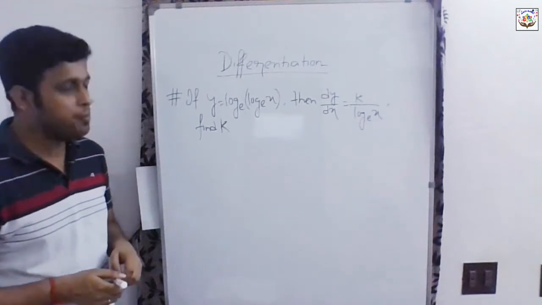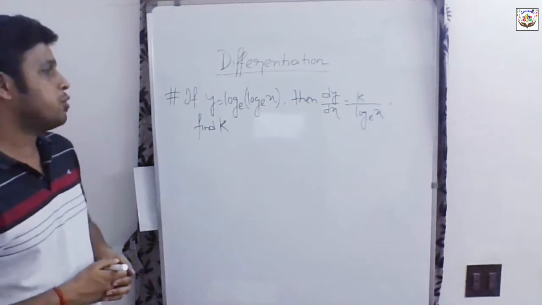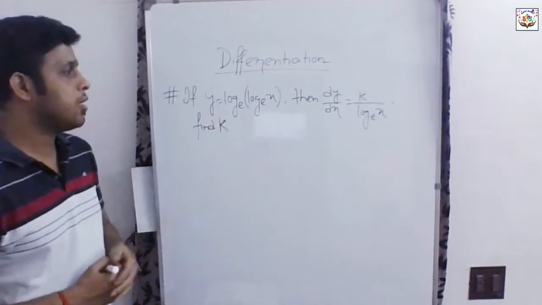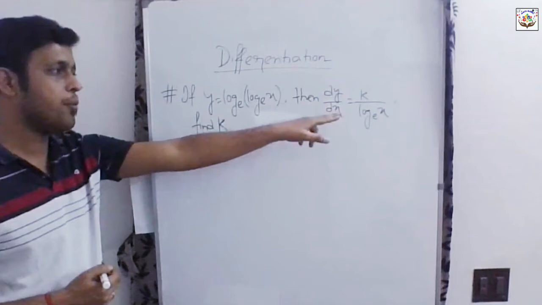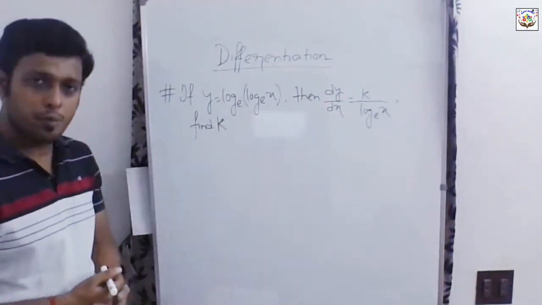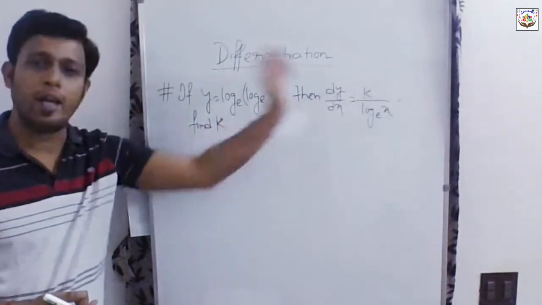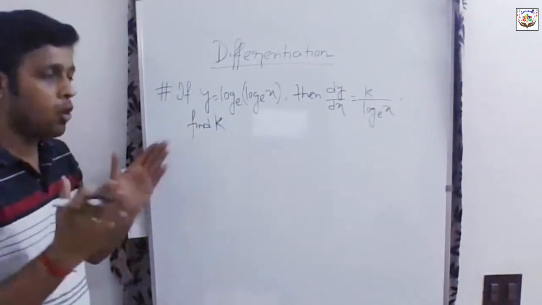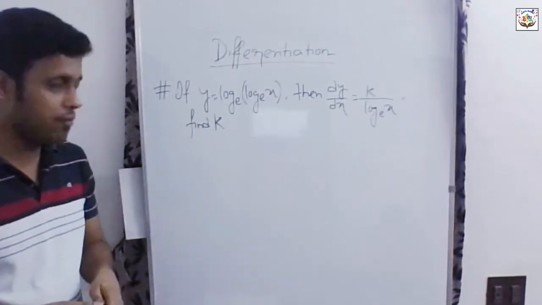So we have another problem where we need to find the value of k again. It is given that if y equals log of log x, then dy/dx equals k divided by log x to the base e. So they have already given in the problem that dy/dx will come in this way, like k divided by log x to the base e. Sorry. So we need to find the value of k, right?